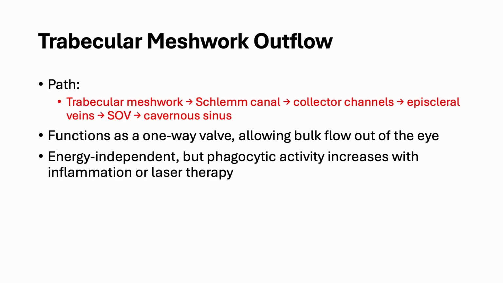The trabecular meshwork outflow pathway is the primary route for aqueous humor drainage and is pressure dependent. The flow path begins at the trabecular meshwork, then continues through Schlemm's canal, into the collector channels, and then to the episcleral veins. From there, aqueous humor drains into the superior ophthalmic vein, or SOV, and ultimately reaches the cavernous sinus. Functionally, the trabecular meshwork behaves like a one-way valve, permitting bulk aqueous flow out of the eye while resisting reverse movement, helping to maintain intraocular pressure.